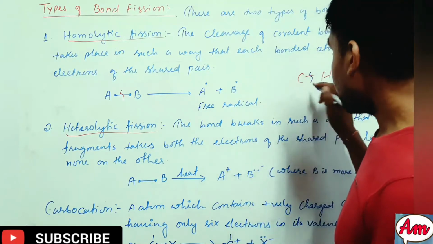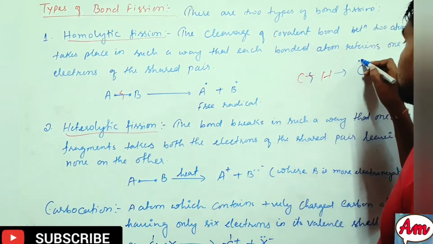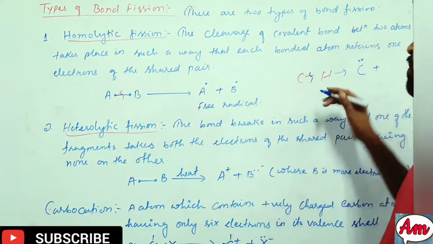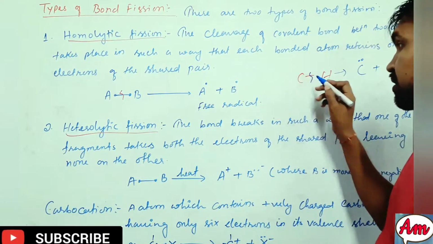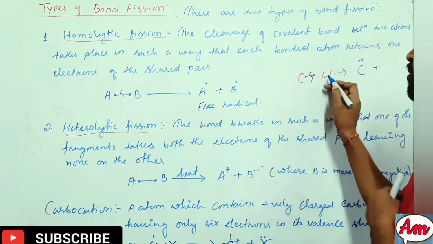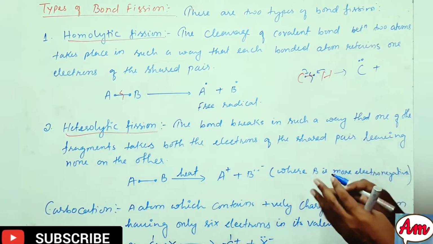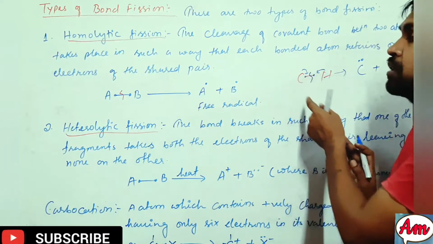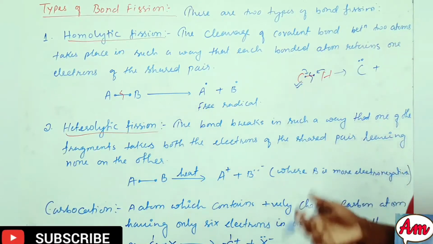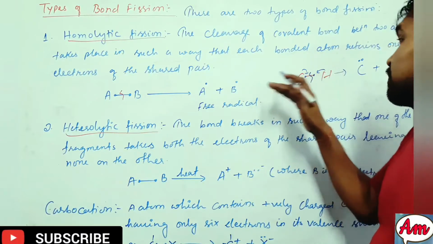Okay, so in heterolytic fission you will see that after the cleavage of the bond, both the electrons will go to carbon and hydrogen will get nothing. Actually, of these two electrons, one electron is contributed by hydrogen and one electron is contributed by whom? Carbon. So as per the rule they should get equal electrons, but since carbon is more electronegative, that is more powerful, what will happen when the bond is broken? Carbon will take away both the electrons.